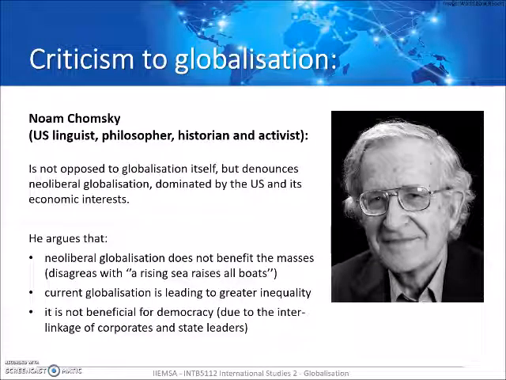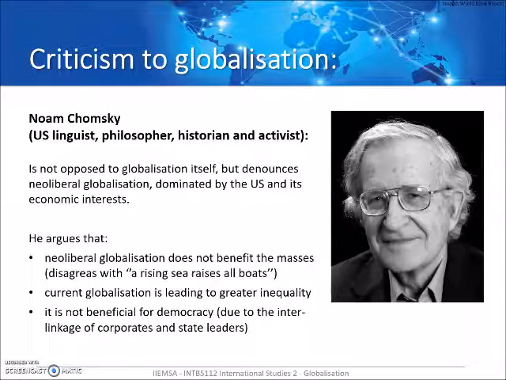Now, talking about criticism of globalization, we have to talk about Noam Chomsky, because he's one of the main critics. He is a US linguist, philosopher, historian, and activist. He's a very important personality in the US, but also globally, because he has been a very loud voice. He's someone who is not opposed to globalization itself, but he specifically denounces the current economic neoliberal globalization, because he says, rightly so, that it is dominated by the US and its economic interests. And what he argues is that the current neoliberal globalization is not benefiting the masses.